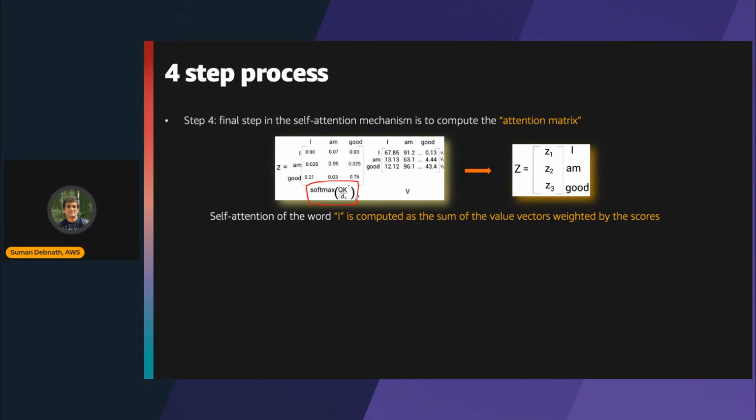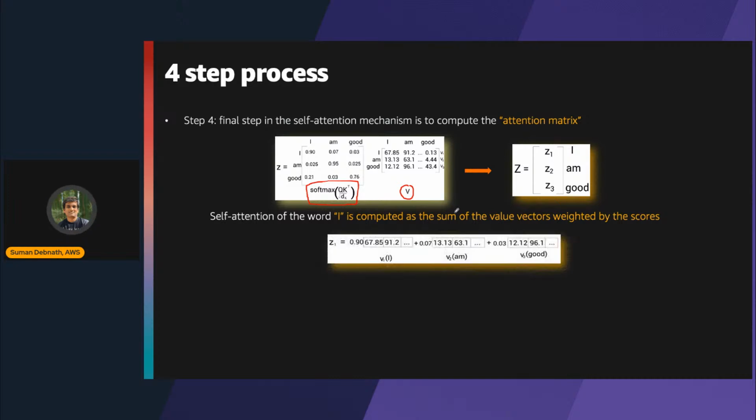What we got in step 3, we just multiply that with the value matrix. And this is not a dot product, okay? The way that we do the multiplication is like this. It is kind of a weighted sum of vectors. So let's say I have to represent "I". What I will do is multiply 0.9 with the whole vector of "I". This is the value vector for "I", right? So I'm just going to multiply 0.9 with this vector, and that is what I'm doing here.